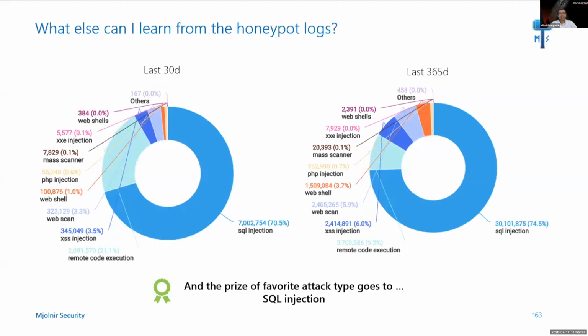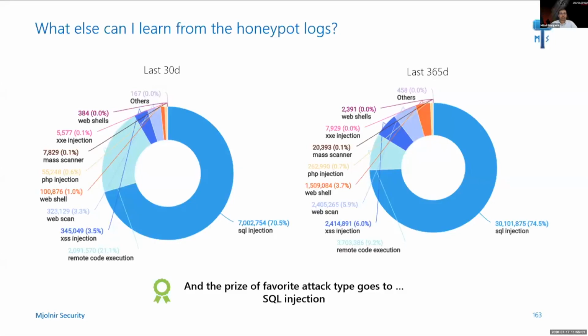Now, I took the last 30 days and the last 365 days just to have a comparison to see what the trends or different activities are. And those are very interesting findings. Over the last 30 days, 70.5% of the attacks were SQL injection. Over the last 365 days, 74.5% were also SQL injection. Pretty much the same consistent activity over the past 1 year.